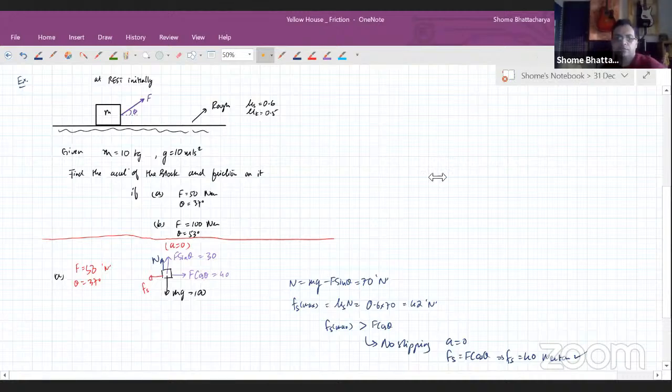Okay. So try to work out the second part yourself, everybody. I'll just put up the answer for B part, then I'll put up the explanation. So the acceleration will come out to be 5 meters per second square in B part. And the friction acting will be kinetic and it will only be 10 newtons.